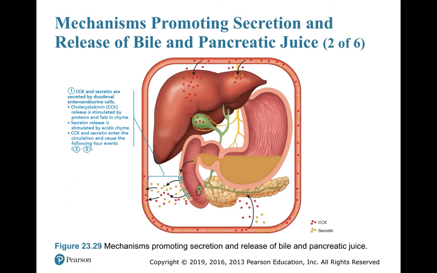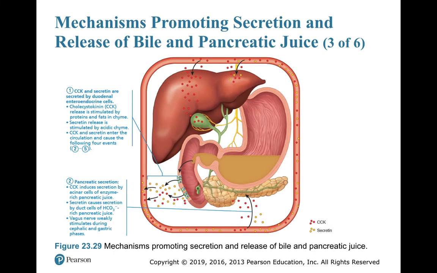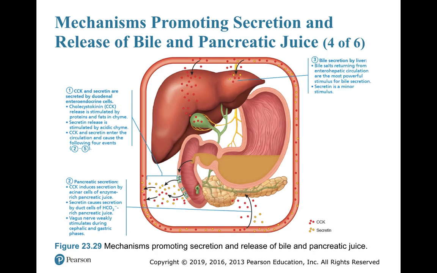So, mechanisms. CCK and secretin are secreted by duodenal enteroendocrine cells. CCK is stimulated by proteins and fats, secretin by acidic chyme. They enter the circulation and cause further events. The pancreatic secretions: CCK induces secretion by acinar cells of the enzyme-rich pancreatic juice. Secretin causes the secretion of bicarbonate, and the vagus nerve can also weakly stimulate it in the cephalic phase.